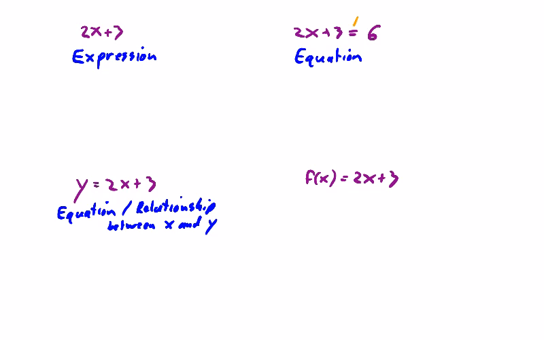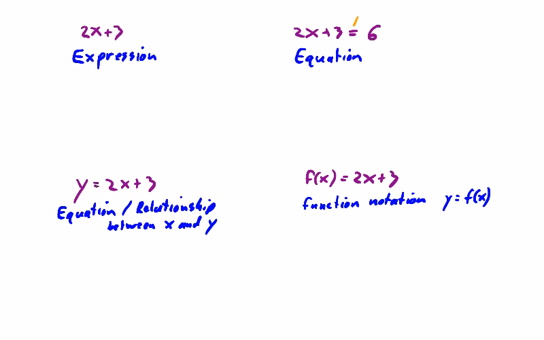And it turns out that the last one is simply using function notation for the same relationship that we had in the previous one. You can see that y has been replaced by f of x, and that has some significance that we'll talk about in a minute. Now, what are the things that we can do with each of these?